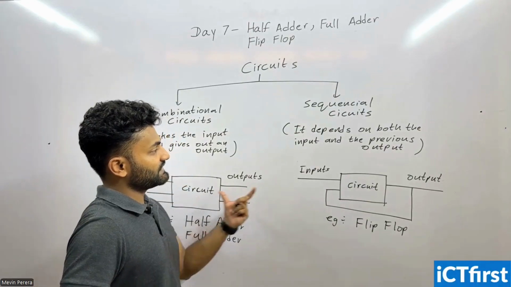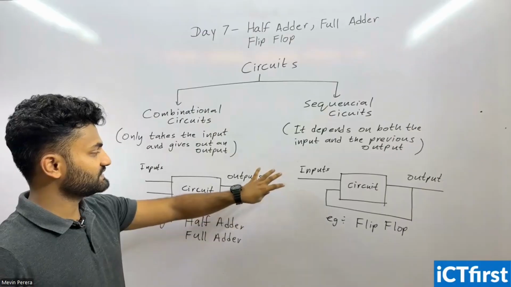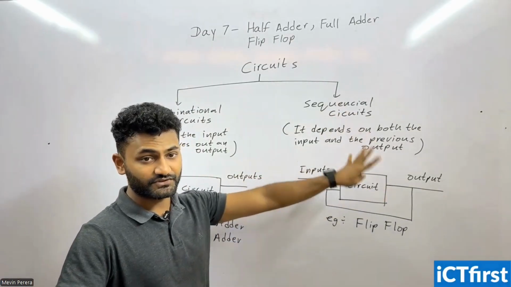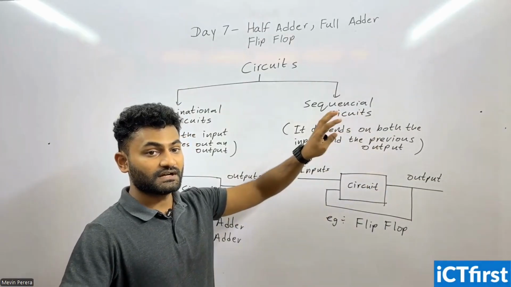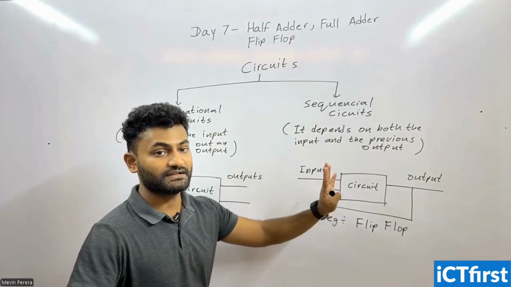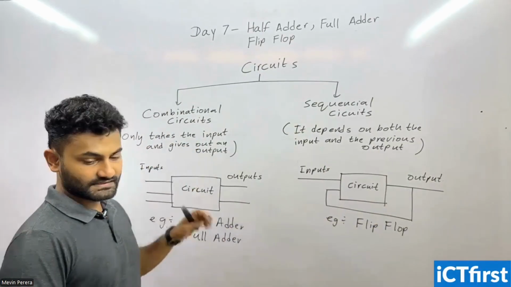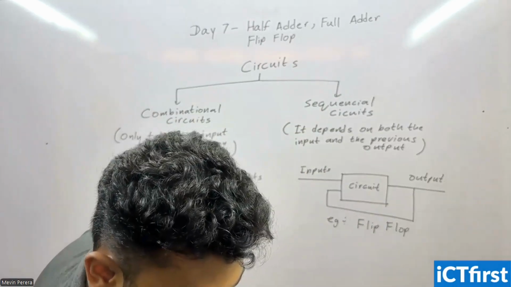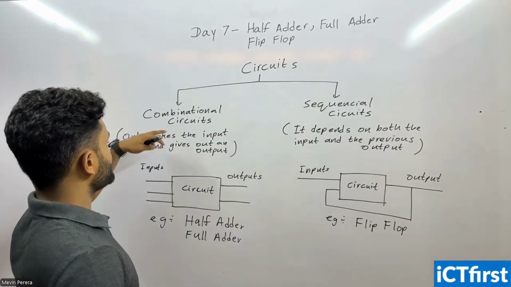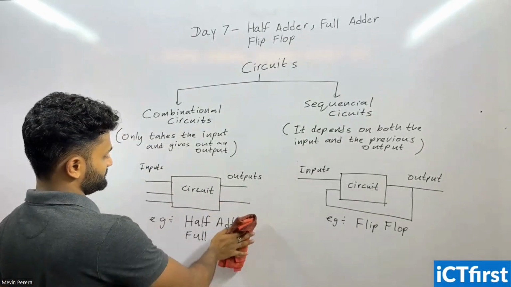So you should remember these two types. In combinational circuits, the outputs only depend on the input. But in sequential circuits, the output depends on the inputs and also the previous output. This is a basic explanation. Now let's start with the half adder, the full adder, and then move to the flip-flops.